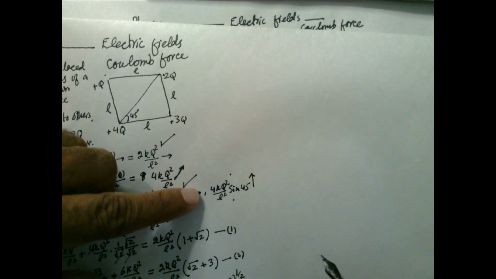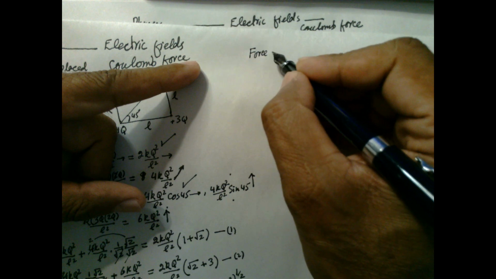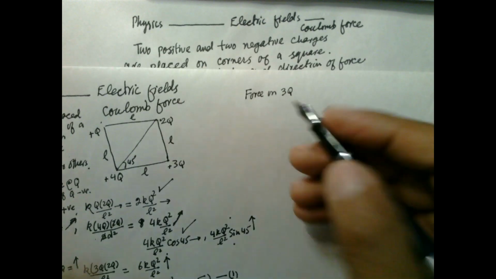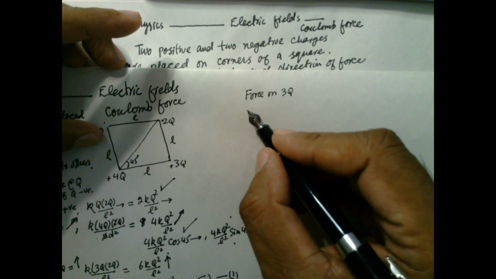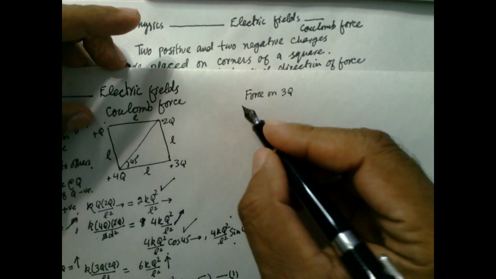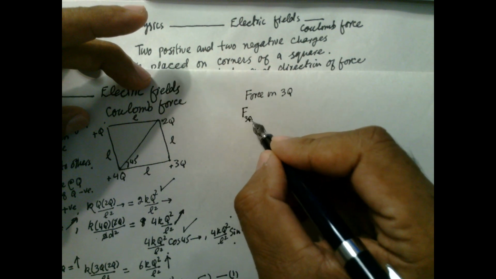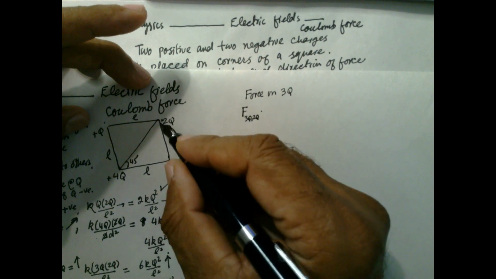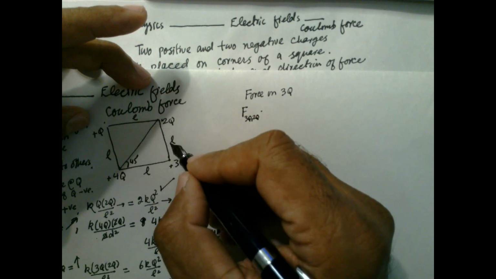Now 3Q. Force on 3Q. So this is slightly complicated. So F from 3Q to 2Q, the 2Q will exert a repulsive force.